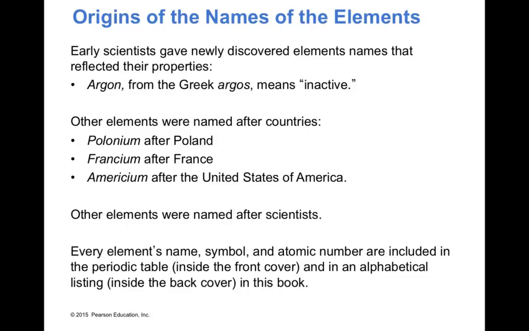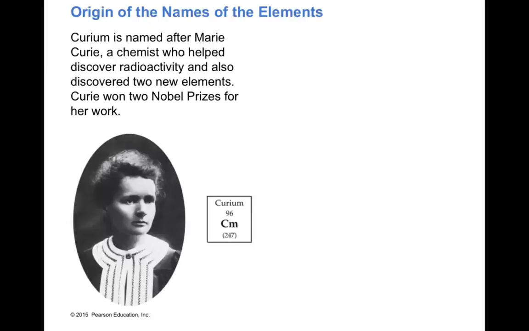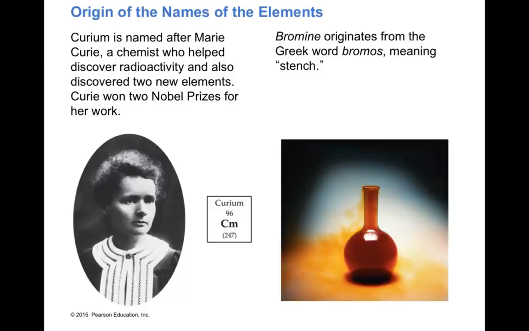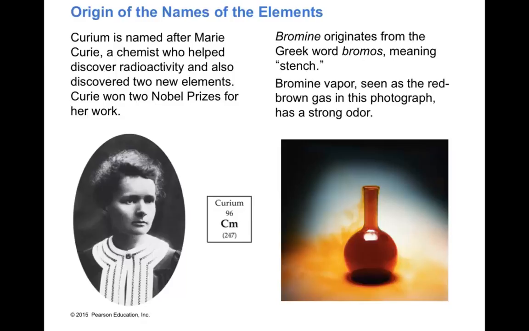There are other very interesting names for elements. For example, curium is named after Marie Curie, a chemist who helped discover radioactivity and also discovered two new elements. Curie won two Nobel Prizes for her work. Also, bromine originates from the Greek word bromos, which means stench. Bromine vapor, seen as the red-brown gas in this photograph, has a strong odor, so that's where the name bromine comes from.